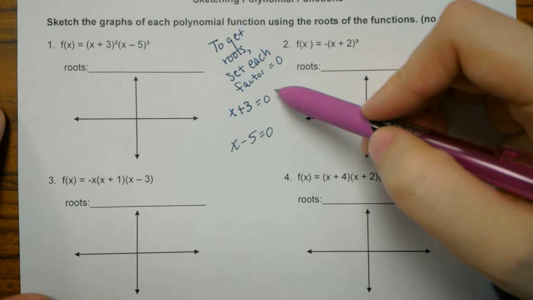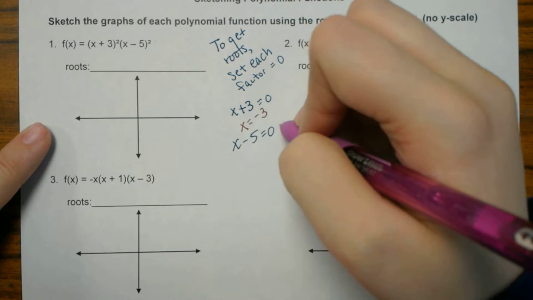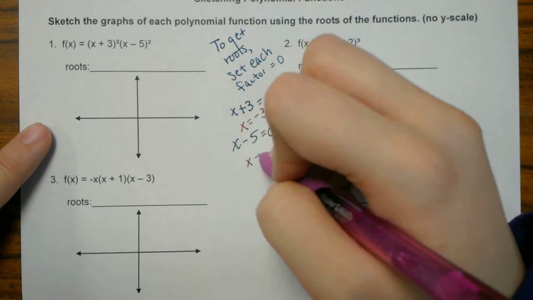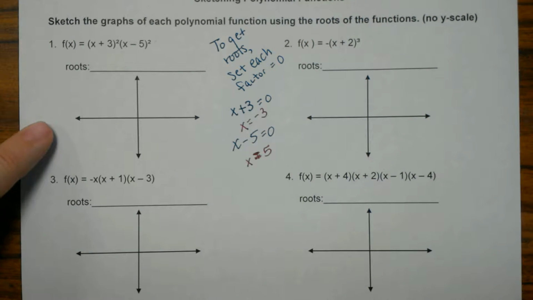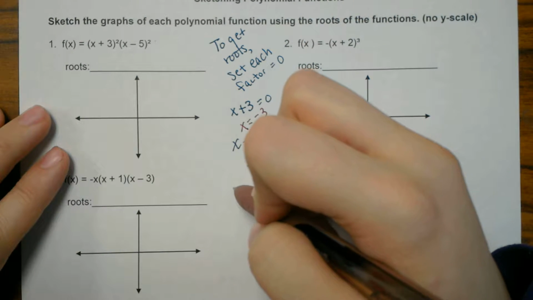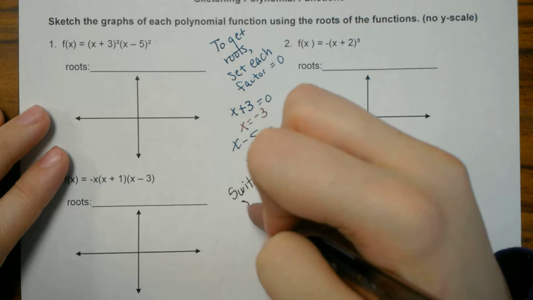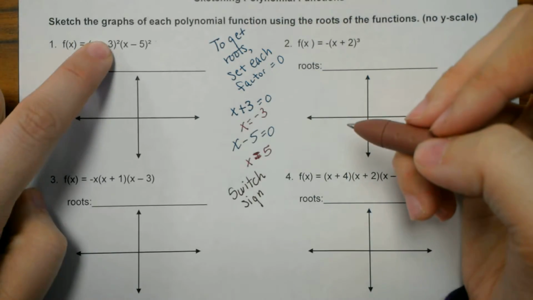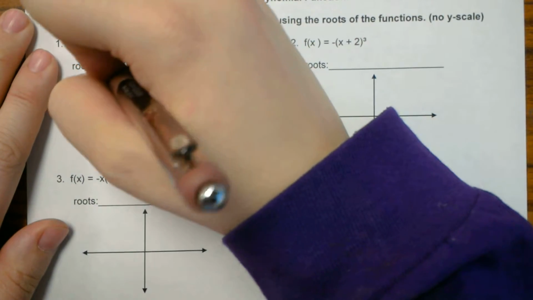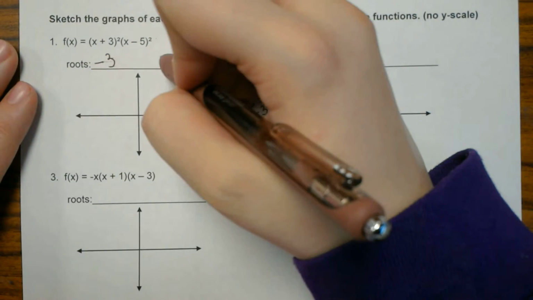So I'm going to subtract 3 over, and I get x equals negative 3. This one I'm going to add 5 over. I get x equals 5. So pretty much what's happening is that you're switching your signs. So it was positive, now it's negative. Was negative, now it's positive.